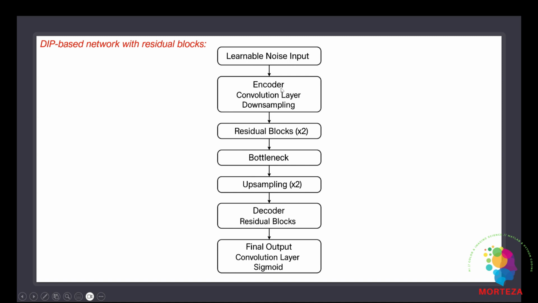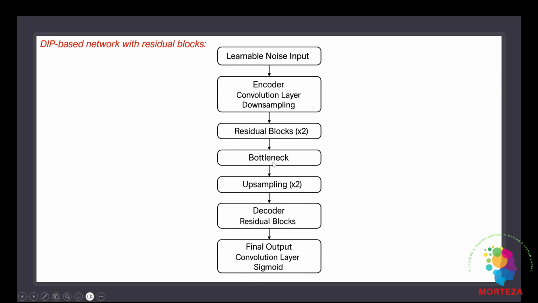So the encoder here captures the high-level features, and the decoder reconstructs the image. The residual blocks in both the encoding and the decoding paths help refine the feature extraction and image reconstruction process. As you can see here, these are the residual blocks. And then we have bottleneck, and then upsampling, and then decoder. So with the encoding, we always have downsampling, and then with decoding, we have upsampling. And then the final output, which is here. Let's go to Google Colab and show you the code.